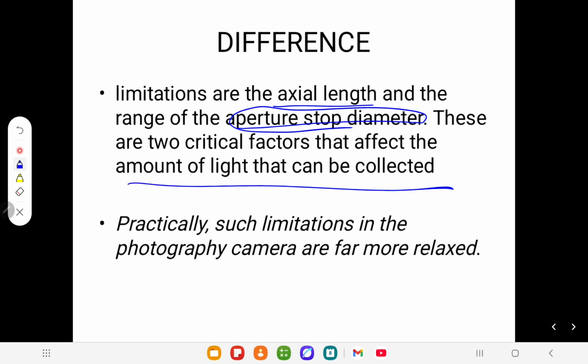But in the case of a photographic camera, it's not. It's far more unlimited than our human eyes. So basically aperture stops can be made in different sizes, isn't it?